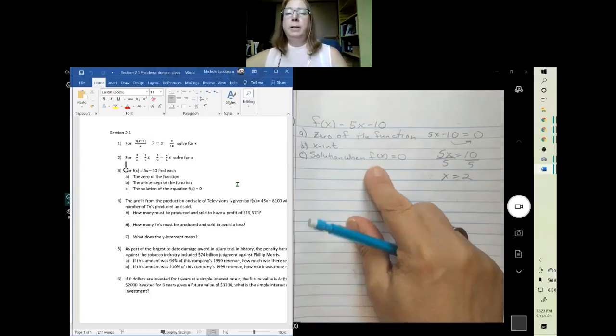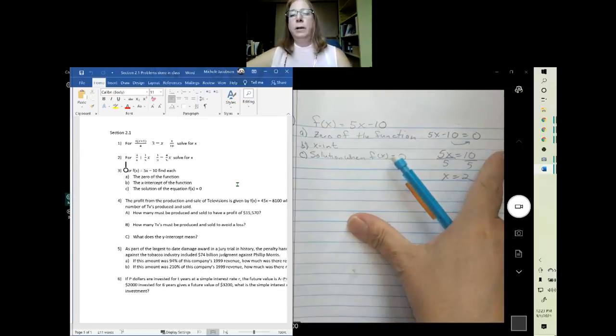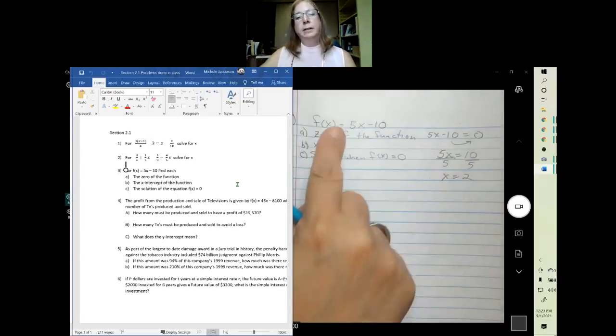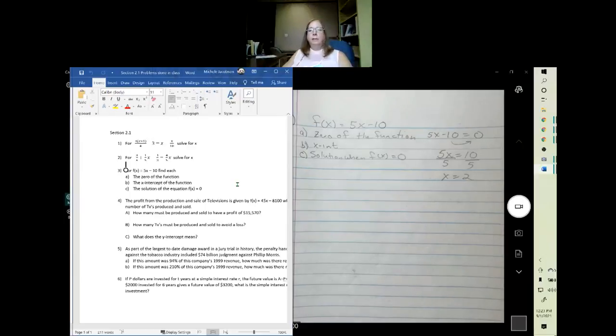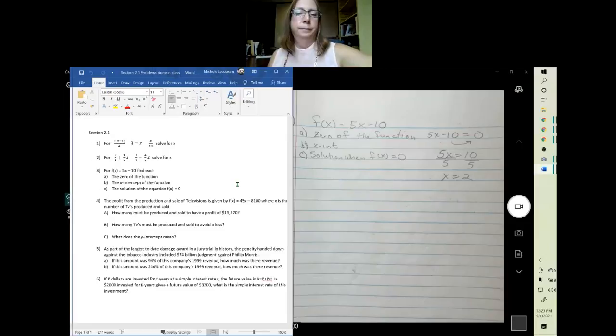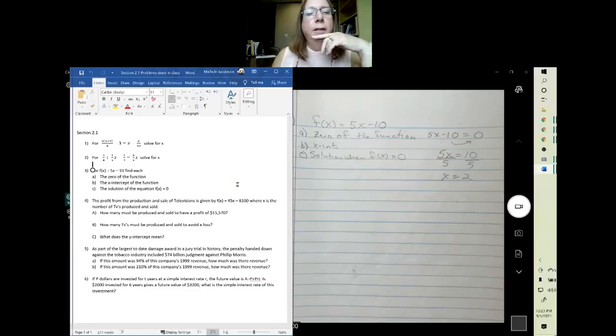Notice the same thing here. We let f of x equal 0. So these are all ways of asking for the same thing. If they ask for the zero of a function, the x-intercept, or when f of x equals 0, they are all the same thing. So every answer would be x equals 2. Any questions on that one? So they're just all the same.